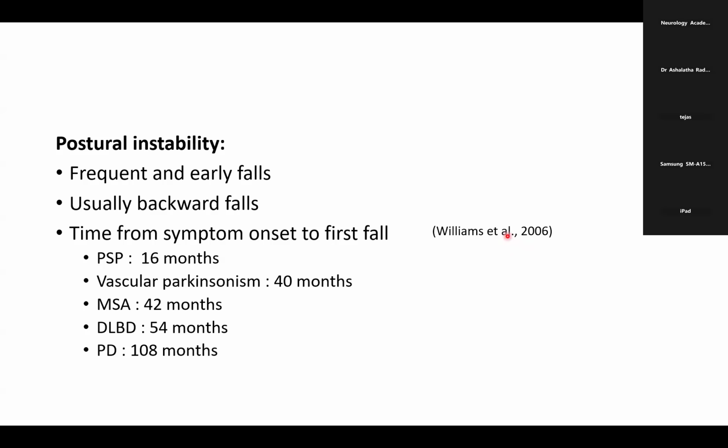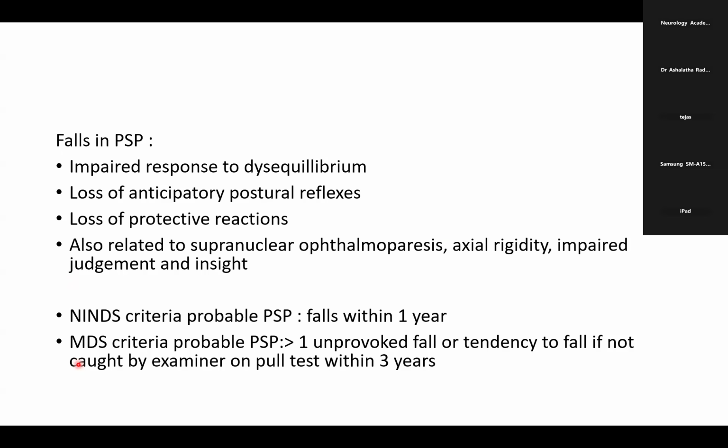In 2006, Williams et al. published a finding that the time from symptom onset to the first fall is significantly less in PSP patients when compared to other entities with similar presentations like vascular Parkinsonism, MSA, DLBD, and PD. The falls in PSP are due to impaired response to disequilibrium, loss of anticipatory postural reflexes with loss of protective reaction, and are also related to supranuclear ophthalmoparesis, axial rigidity, and impaired judgment and insight.